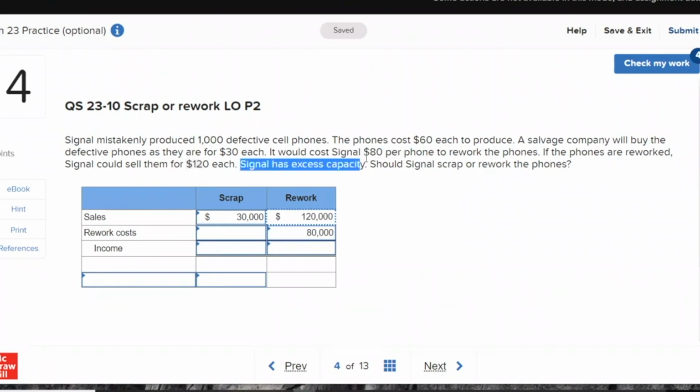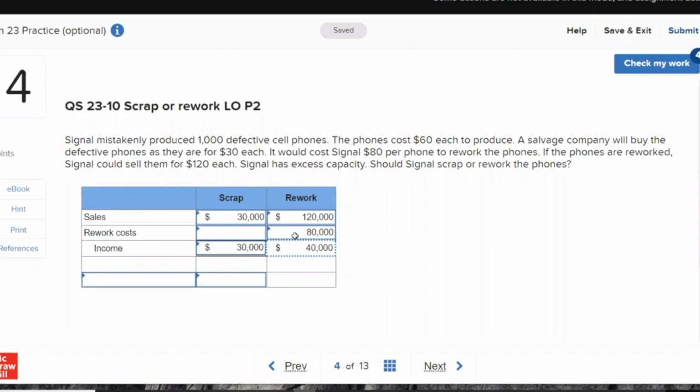Now, here's something else. Signal has excess capacity. That's a very important sentence. What it means is we will not have to pull people off the assembly line to rework these phones. So there is no opportunity cost of reworking the phones. We have people already that are available to rework them without taking them off the regular production line. So that's important. So obviously, if we scrap them, we're walking away with 30,000. If we rework them, 120 minus 80, we're making 40,000, right?